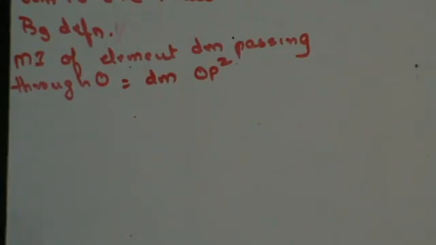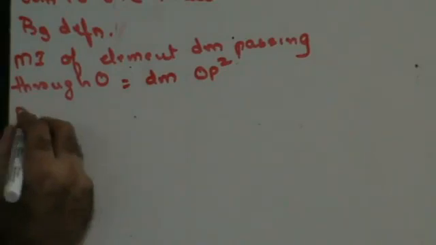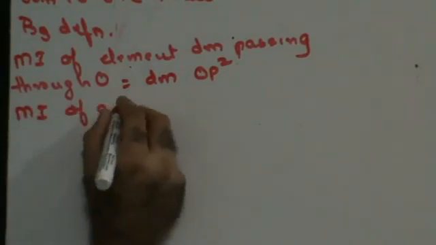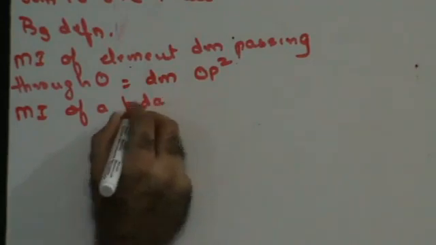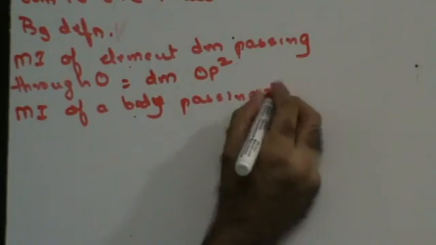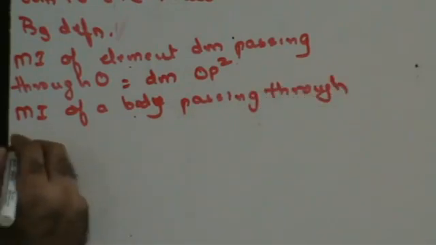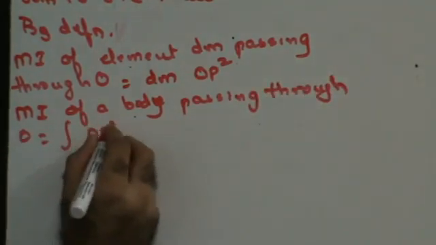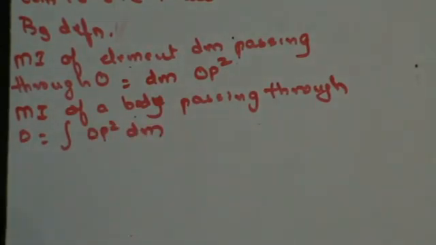Now, this is the moment of inertia of a point. Therefore, what will be the moment of inertia of the entire body? It will be the integral of the moment of inertia of a given point. Therefore, the moment of inertia of a body passing through O will be the integral of OP square into dm.